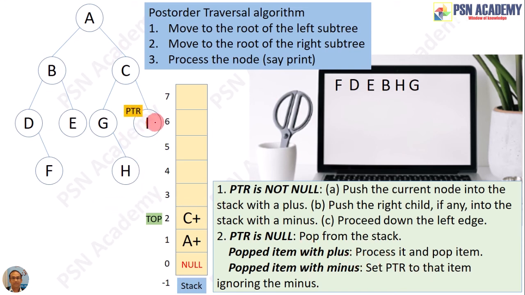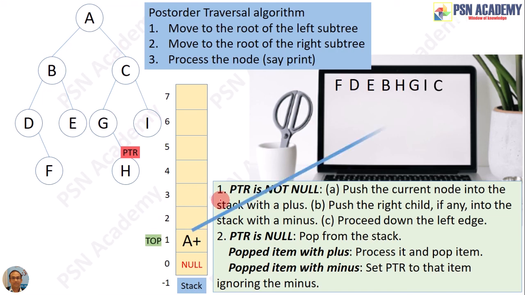PTR is not null, so you move to rule 1, push the current node into the stack with a plus sign. So I plus will be stored inside the stack. There is no right child. We move PTR down the left edge and PTR becomes null. We move to rule 2, pop from the stack. I plus comes out and is processed. Again we pop an item from the stack so that C plus comes out and is processed.